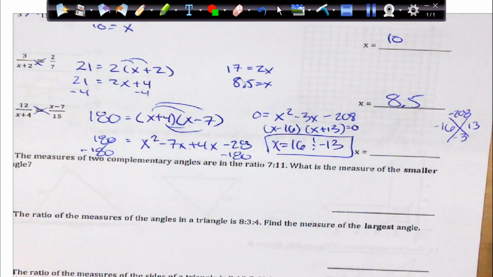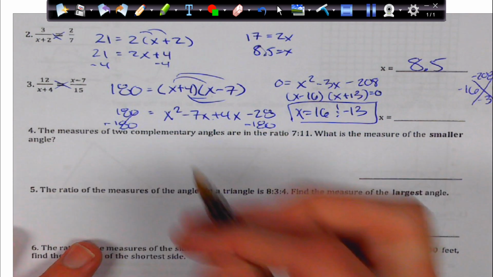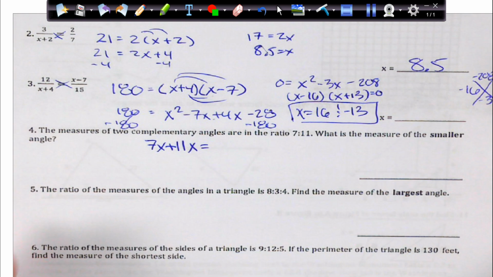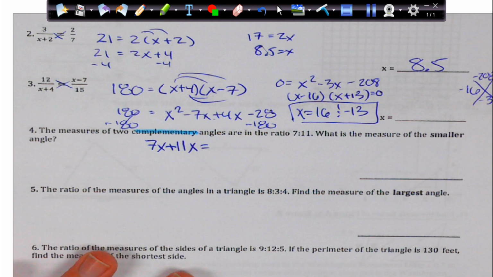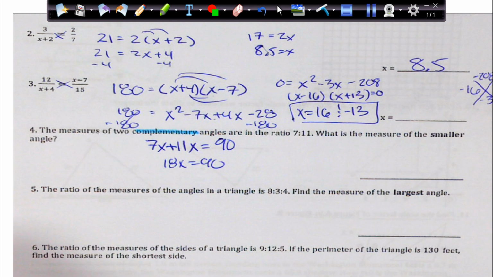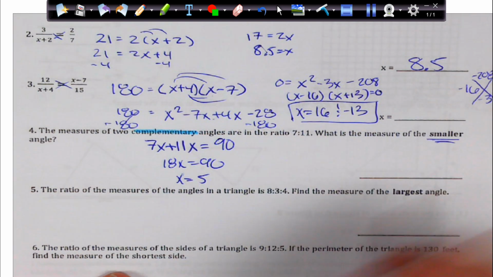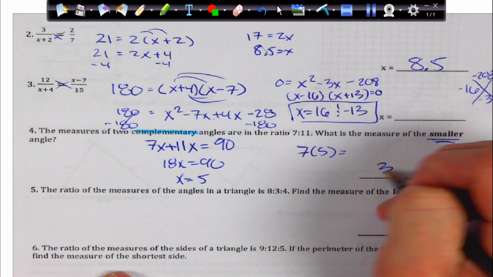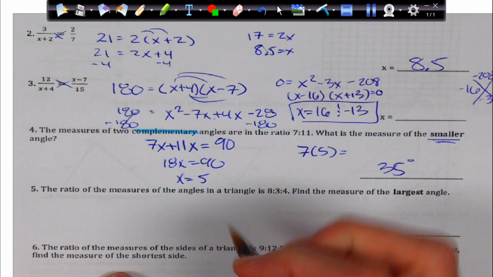Next, we have two complementary angles in the ratio of 7 to 11. So this is an extended ratio, so we just do 7x plus 11x equals, and our key word here is complementary, which means we should add to 90. So that's 18x equals 90, and 90 divided by 18 is x equals 5. And then it does say the smaller, 7 is smaller, so we're going to do 7 times 5, which gives me 35 degrees.